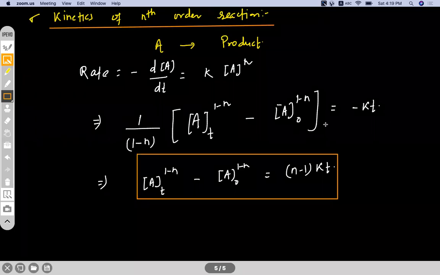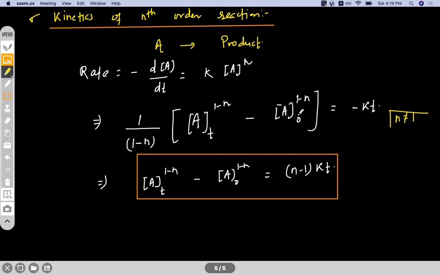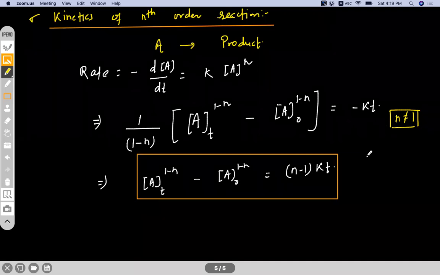Because of this expression, you see, this one itself is not valid for n equal to 1, because this side will have infinity. This is not valid for n equal to 1. Even here it is also not valid for n equal to 1. It's not like the entire expression is not correct for first order. If you find out t half for nth order, first you copy down this.